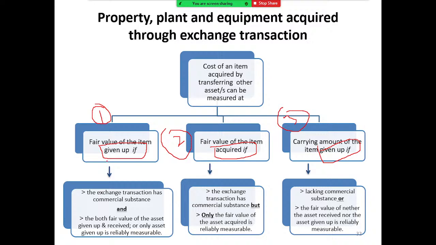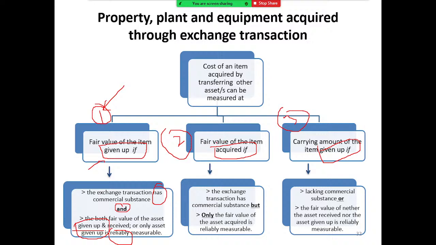You can choose option 1 when the exchange transaction has commercial substance and both the fair values of the assets given up and received, or only the asset given up, are reliably measured. When reliably measured, here the dominance is the asset given up. Therefore we can take the fair value of the asset given up.